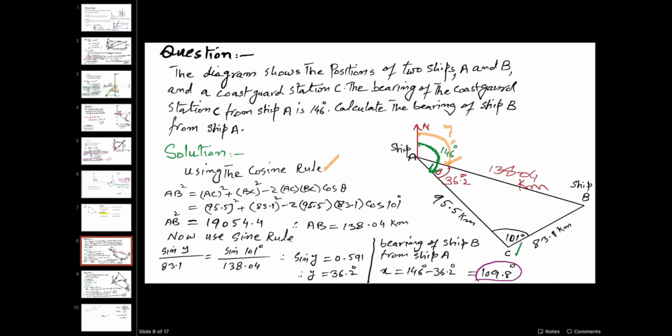Bearing of ship B from ship A is equal to x. What is this? This one is x. Which is equal to 146 degree minus 36.2 degree. Hence x is equal to 109.8 degree.